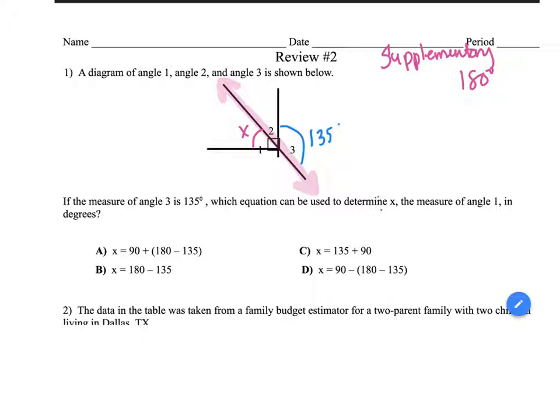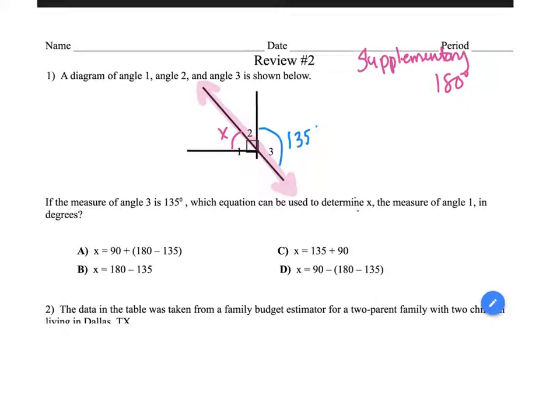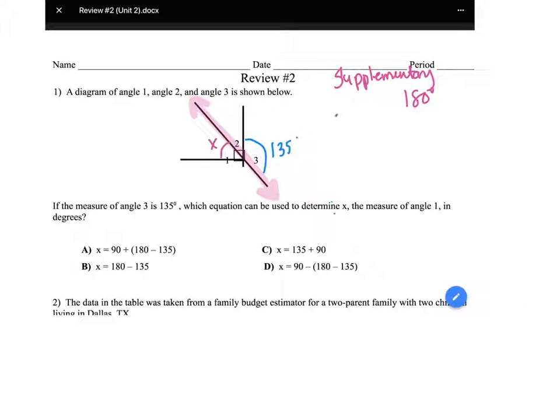Thinking back to those problems we just looked at, how would I find angle 2? I have to find angle 2 before I can find angle 3. So how do we get that? It's split right down the middle, so it's 45.